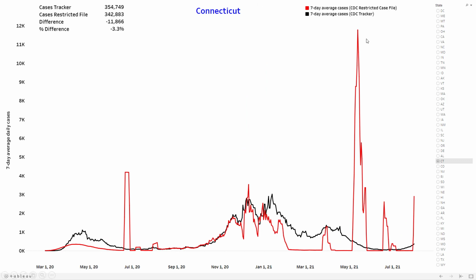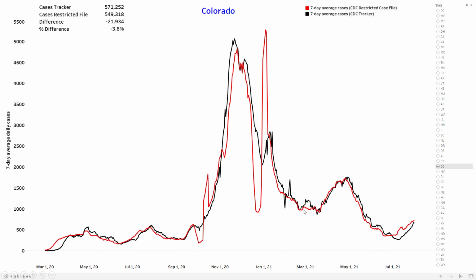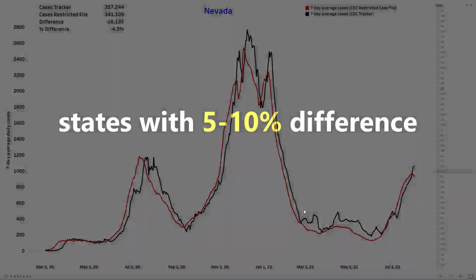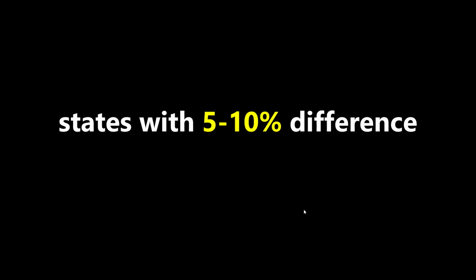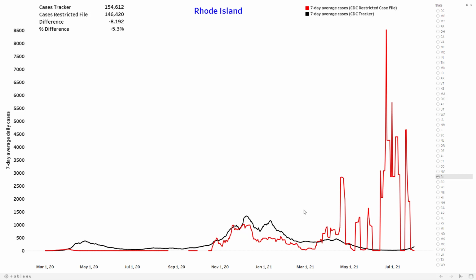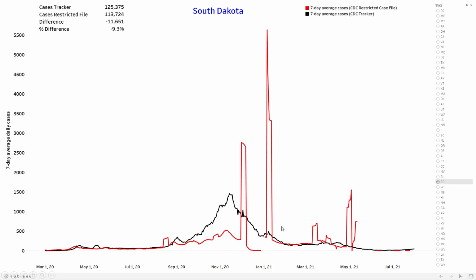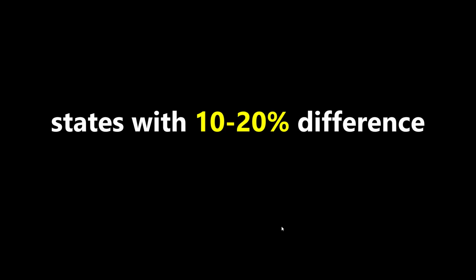And again, you see some of these reporting anomalies, probably trying to fill in some of these from this wave. Colorado, Nevada. Okay, now states with a 5 to 10% difference. Rhode Island, and again, you can almost see a lot of backfilling here, trying to fill in maybe some of the missed cases early on. South Dakota, that's it. Now we're getting into larger differences, 10 to 20% difference.